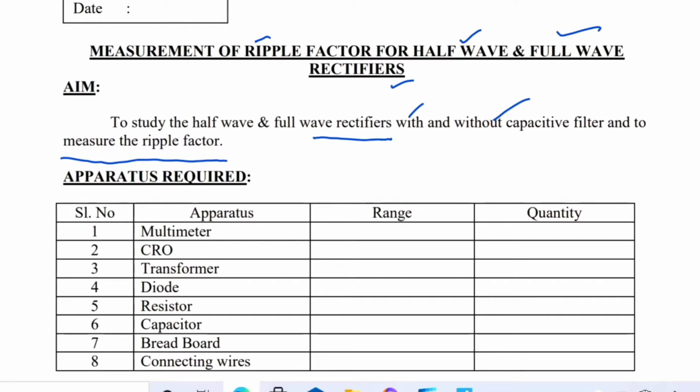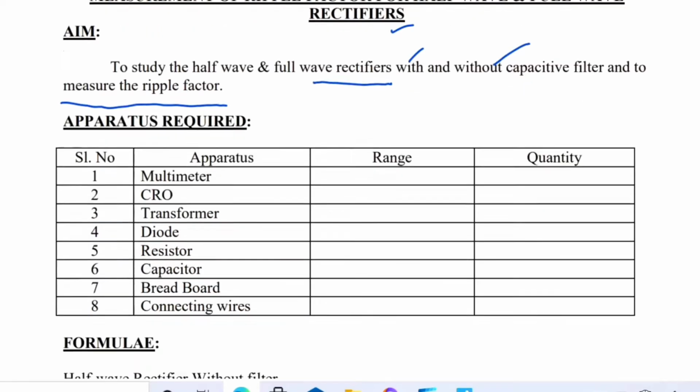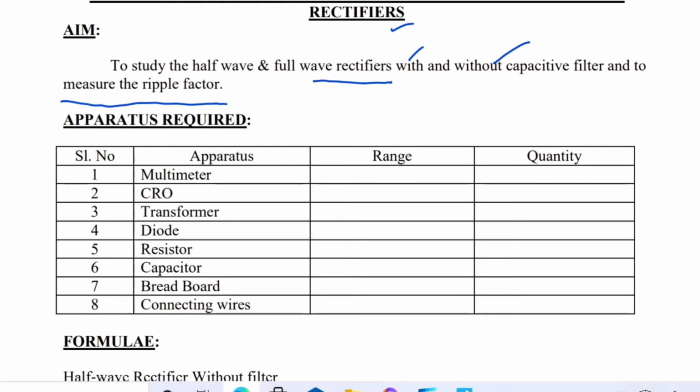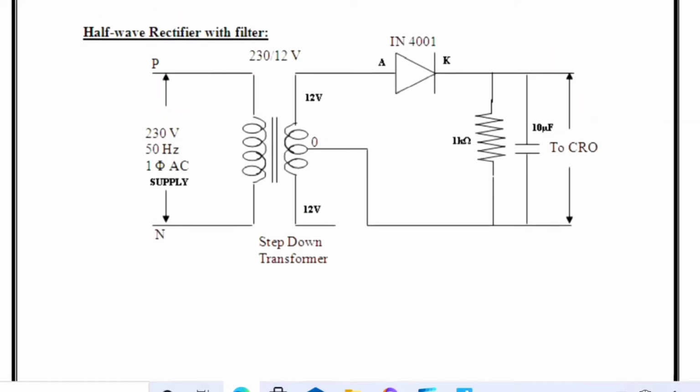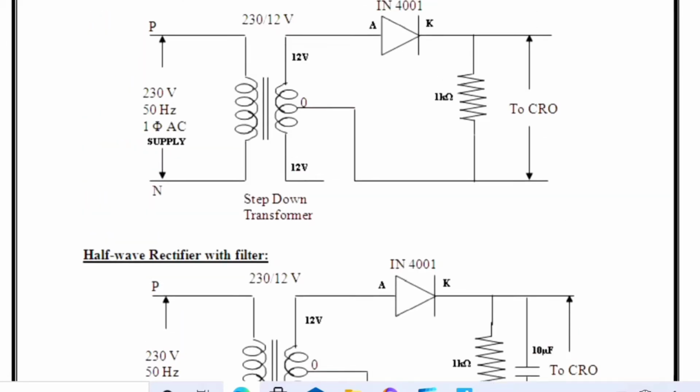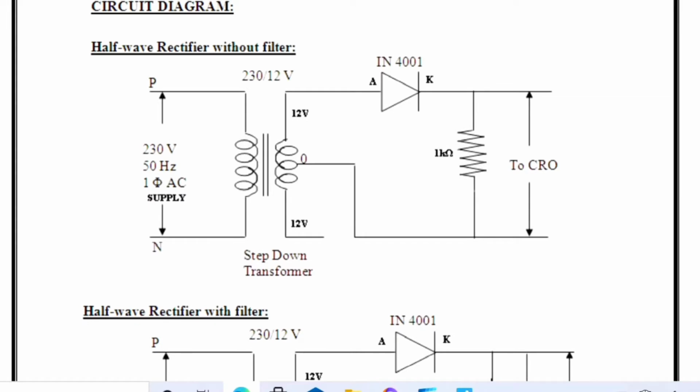While moving to the experiment, the important components required are multimeter, CRO, transformer, diode, resistor, capacitor, breadboard and connecting wires. So we'll see what a half wave and a full wave rectifier is. This video gives you the half wave rectifier circuit alone. In the next video we will see the full wave rectifier.